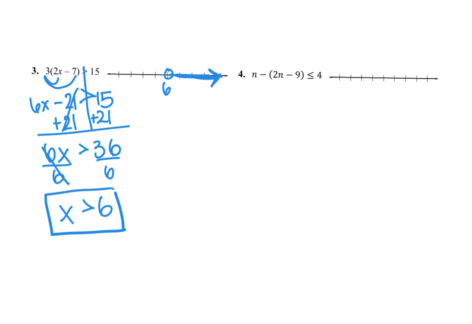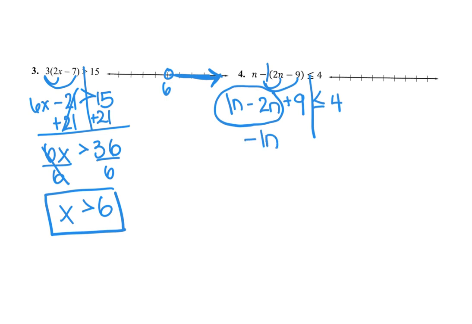All right, number 4. Let's go ahead then. And notice how we have n minus, and then we've got 2n minus 9 in parentheses. I would put a 1 right here so that we know that we need to distribute that negative 1. So I'm going to bring the n down, and I'm going to distribute, and I'll have minus 2n, and then negative times a negative is a positive, so we'll have plus 9, and then is less than or equal to 4. So I'm also going to put a 1 right there, because notice how we still need to simplify these right here. So 1n minus 2n is negative 1n plus 9 is less than or equal to 4.